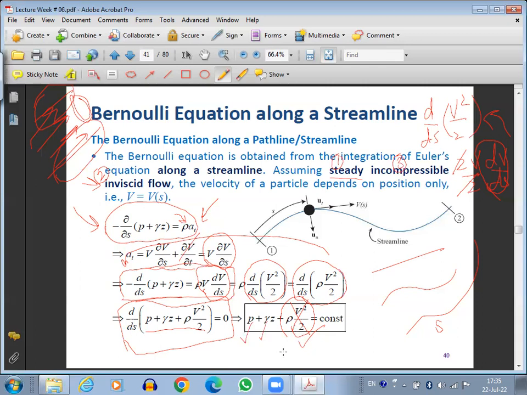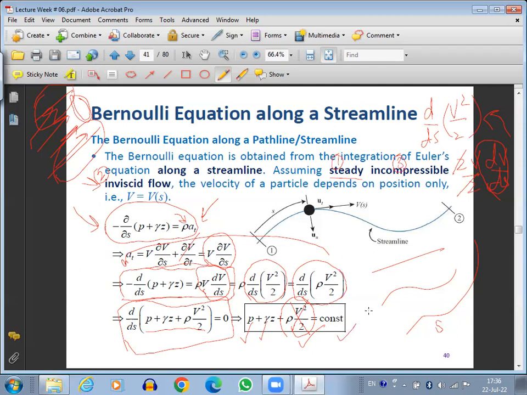These are all in terms of pressure. If you find the unit of P, it should be in Newton per meter square. Gamma Z should be in Newton per meter square. Rho V square upon 2 should be in Newton per meter square. They're all the same units. The equation should be homogeneous. Each term should have the same units.